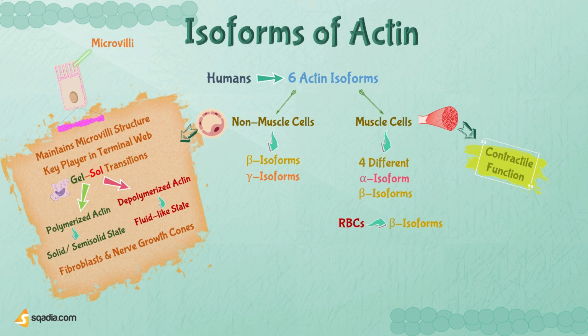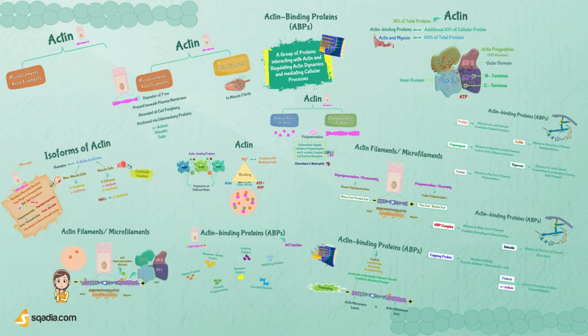And let's not forget about fibroblasts and nerve growth cones. Their movement is facilitated by controlled polymerization and rearrangement of actin filaments. So, that was about the structure and function of actin. Now, let us move forward to the next videos to find out about the actin polymerization and actin-binding proteins.